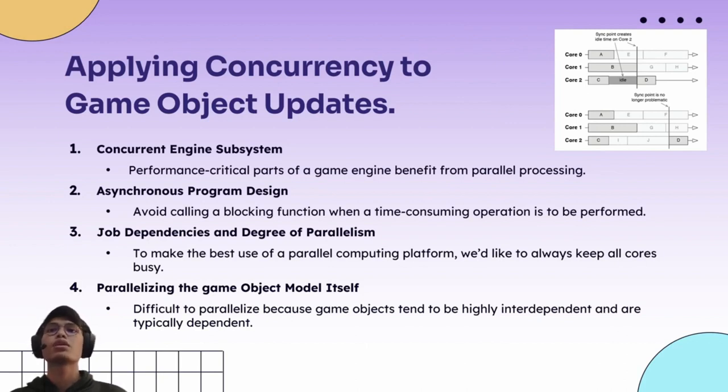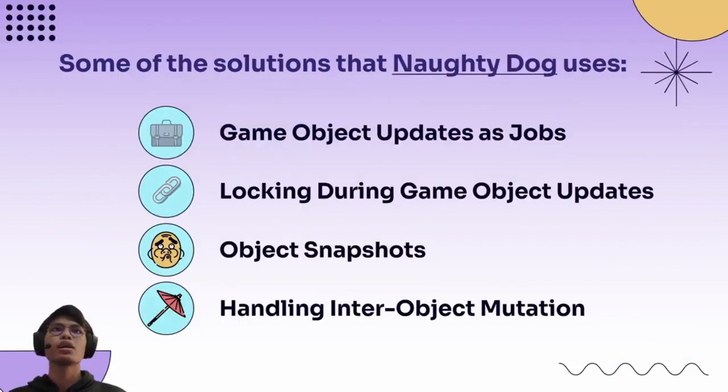Next is parallelizing the game object model itself. Game object models are difficult to parallelize because game objects tend to be highly interdependent and are typically dependent on numerous engine systems as well. These are some of the solutions that Naughty Dog uses: game object updates as jobs, locking during game object updates, object snapshots, and handling inter-object mutation.